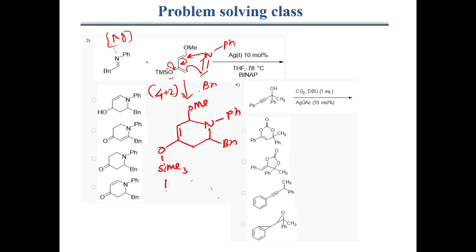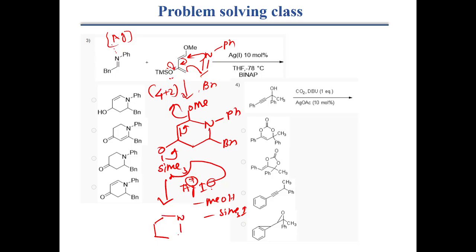Then what happened? The silver halide, or iodide, or whichever counter anion, will react onto the silyl center. So this will go, and this liberates the OMe. So minus methanol and minus SiMe3I generates this product.